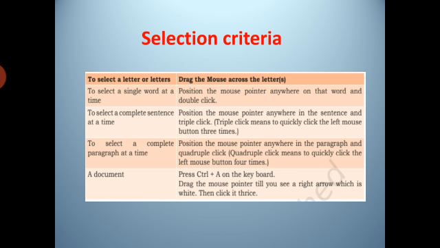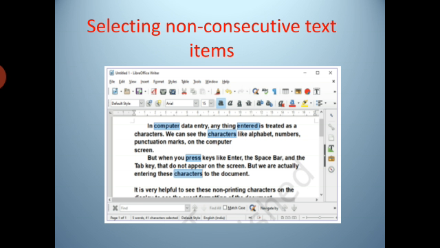To select a complete sentence at a time, position the mouse pointer anywhere in that sentence and triple click on it. To select a complete paragraph at a time, position the mouse pointer anywhere in the paragraph and quickly click the left mouse button 4 times. To select a complete document, press Ctrl plus A on the keyboard. Now students, how to select non-consecutive text items? For that, you have to select the first piece of text, then hold down the Ctrl key and use the mouse to select the next piece of text.